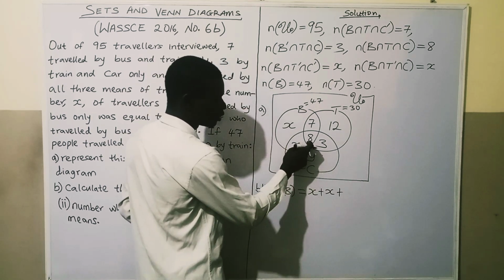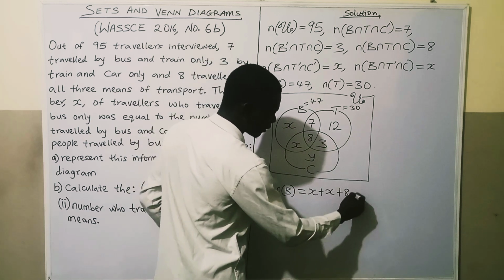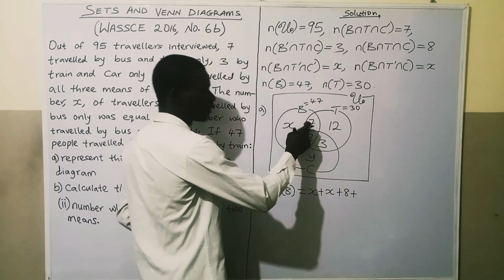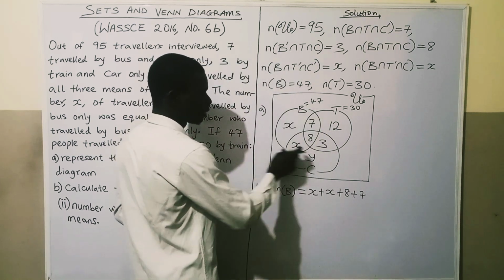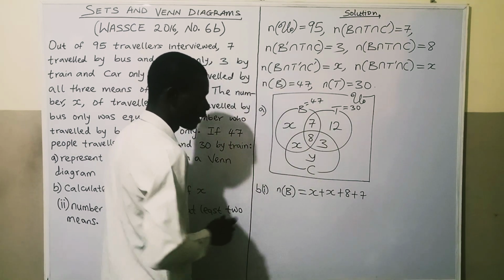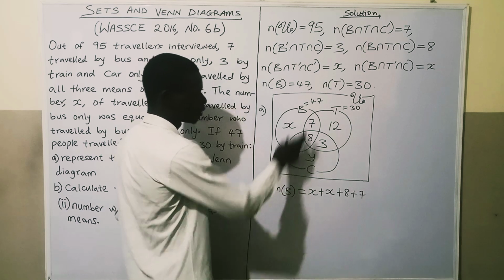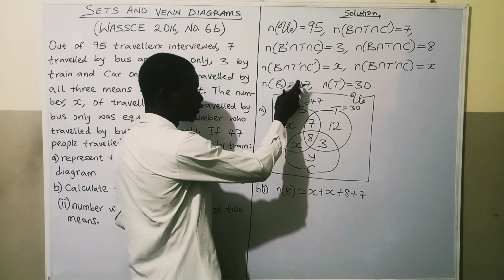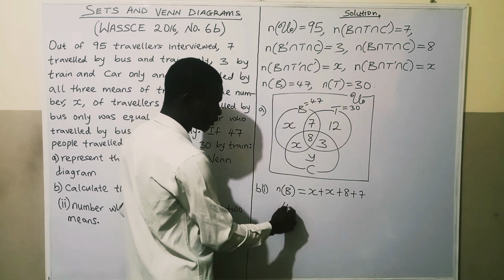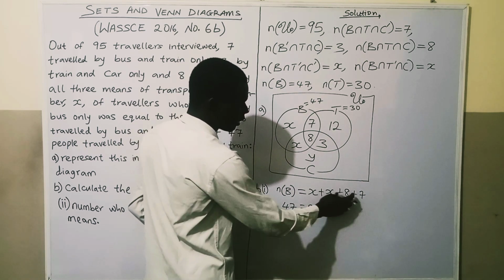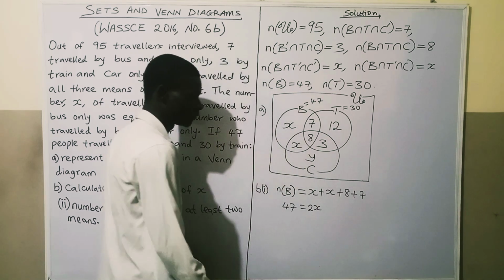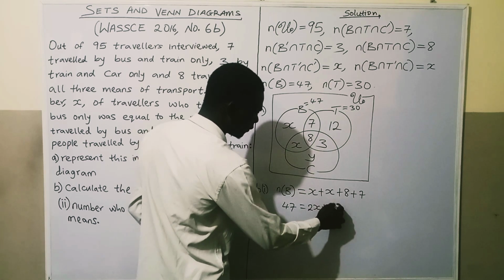Then plus the third one, which is 8, also inside that circle. And then plus the fourth one, which is 7. Everything is inside the circle for bus. And in total, the number for bus is 47, according to what we have here. So it means that 47 will be equal to X plus X, which is going to be 2X, plus 8 plus 7, which is going to give us 15. So that's 2X plus 15.